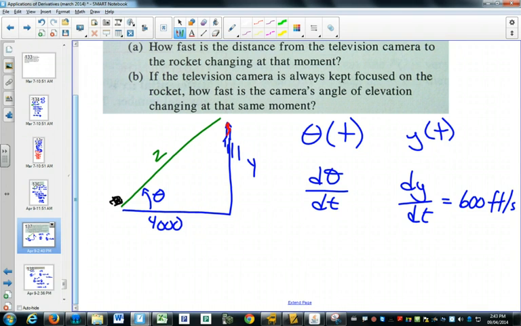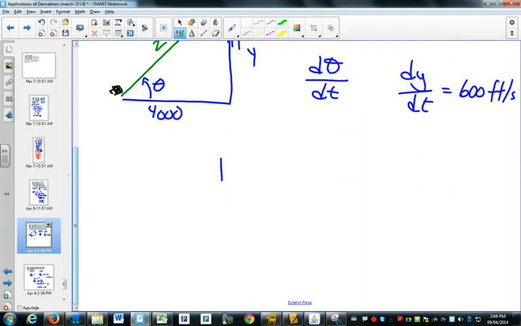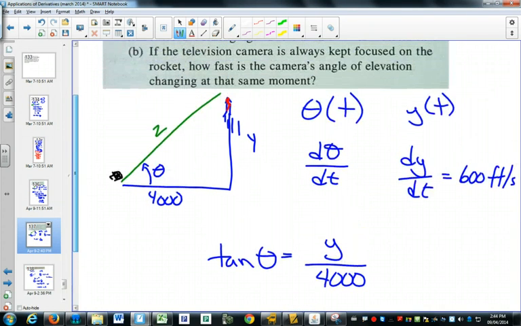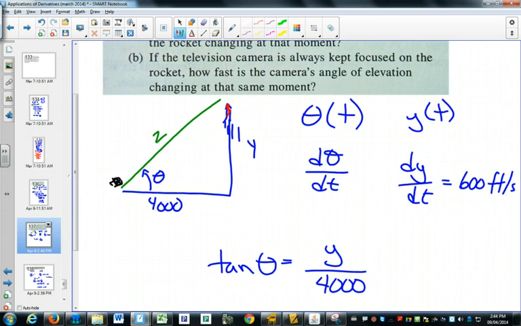Sine would involve the opposite and the hypotenuse, but then we would have to include the z that we figured out from part A, which will work and could work. But if we use tan, then we can just use the y and the 4,000. So we got tan of theta is opposite over adjacent. Well, we want to figure it out at y equals 300. This will be the same as the last one, would be calculator, right?